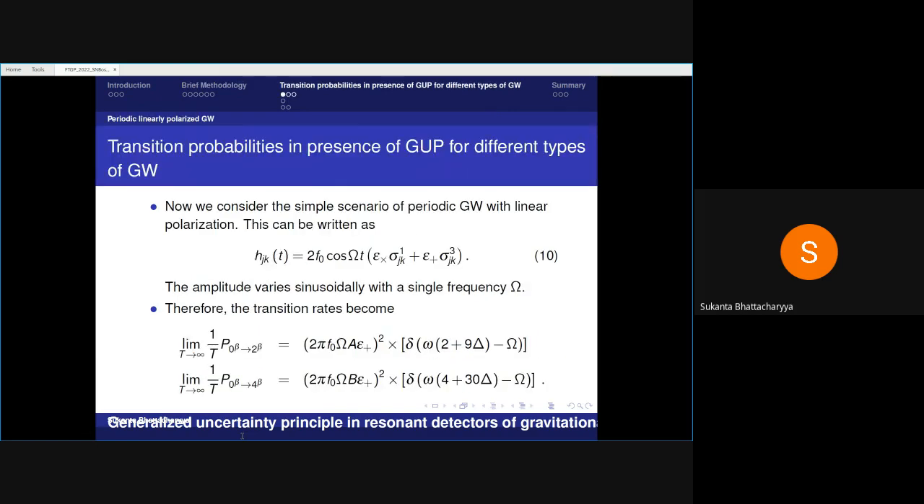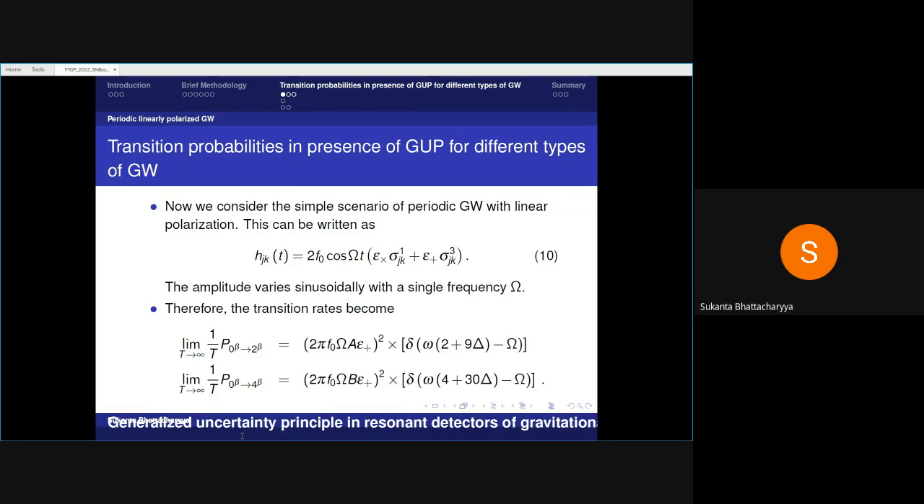Next slide, please. Now, this transition amplitude shows that the presence of GUP can be checked by measuring the corresponding transition probabilities from the relation Pij is equal to mod of Cij the whole square. Now, we can see in the previous slide that for an ordinary harmonic oscillator, only the 0 to 2 transition will occur. But due to the presence of the GUP, we get another transition, from 0 to the 4 state, with different amplitudes. Now, we consider the simple scenario of a periodic GOA with linear polarization.